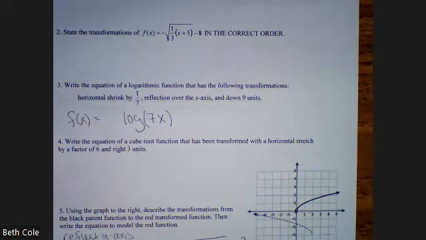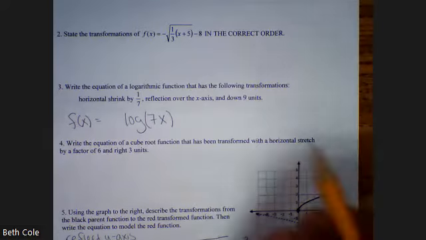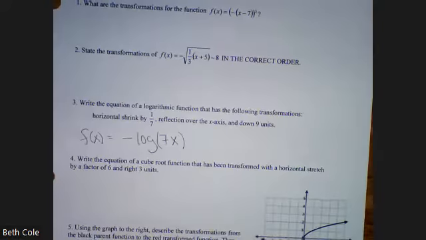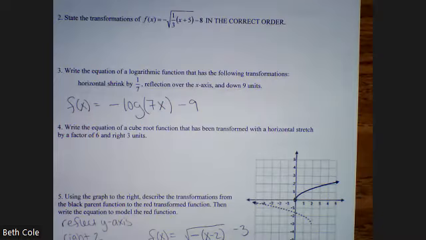Are we arguing back there? Reflect x means negative on the outside, and then down 9 is a minus. And all these answers, the whole thing filled in, I'm going to take a picture and post it so you'll be able to see all the answers.